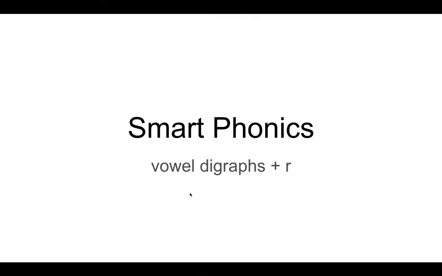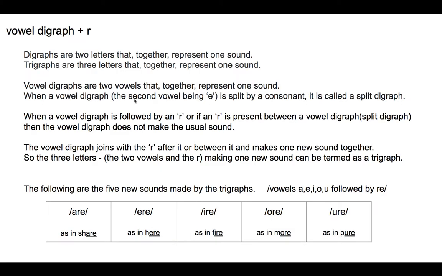Smartphonics. Today we are going to discuss the behavior of vowel digraphs and R together. We know that digraphs are two letters that together represent one sound, and trigraphs are three letters that together represent one sound. We also know that vowel digraphs are two vowels that together represent one sound, and when a vowel digraph is split by a consonant, then it is known as a split digraph.